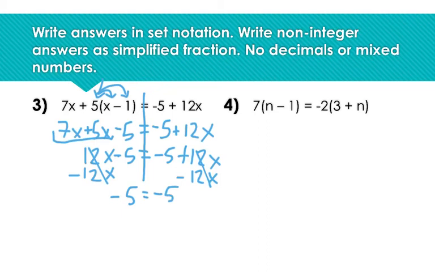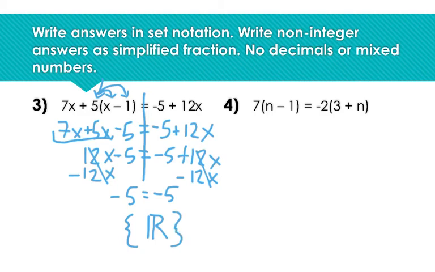Well, this is always true, which means no matter what number I substitute in for x, this will always work. And so our possible answers for x would be all real numbers, which is that special R with the 2 lines, and we just put it inside the braces for set notation.